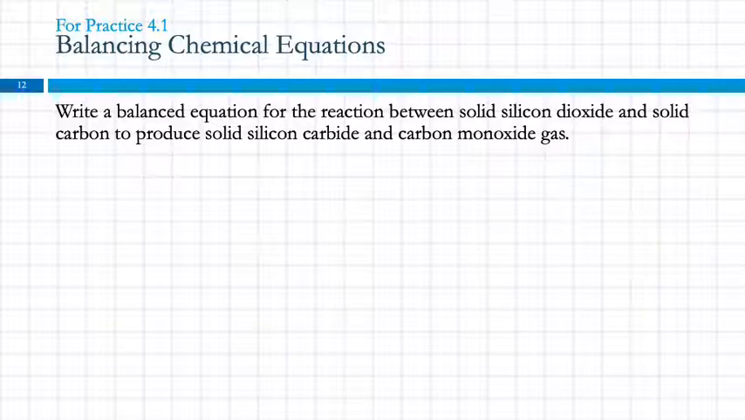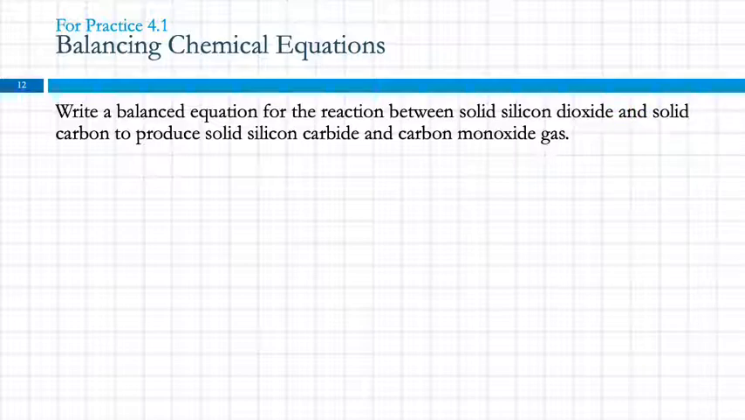Write a balanced chemical equation for the reaction between solid silicon dioxide and solid carbon to produce solid silicon carbide and carbon monoxide gas. So we need the formulas for the reactants and products first. This sentence is describing the chemical reaction. So we've got solid silicon dioxide and, that's the plus.